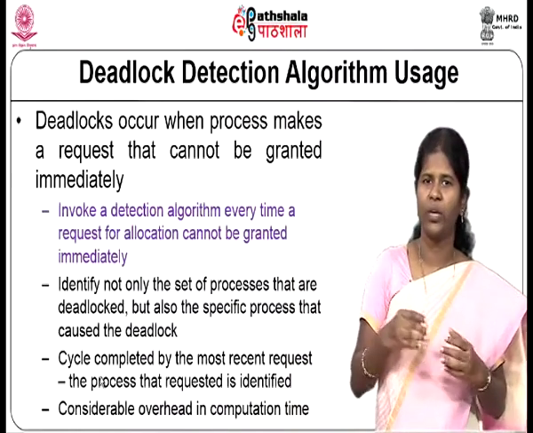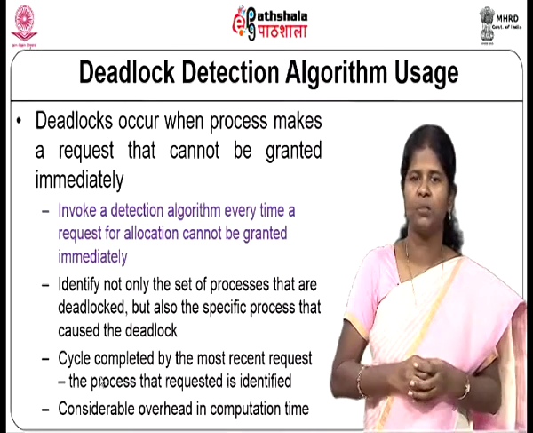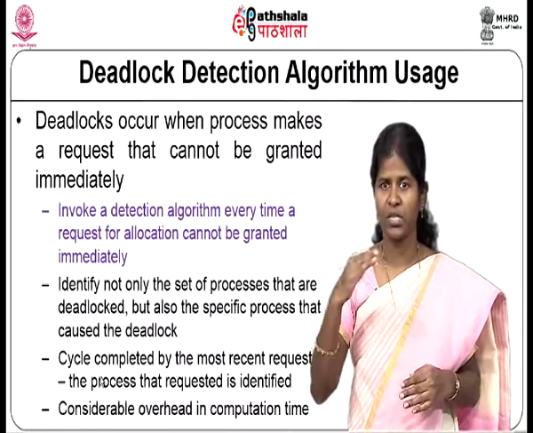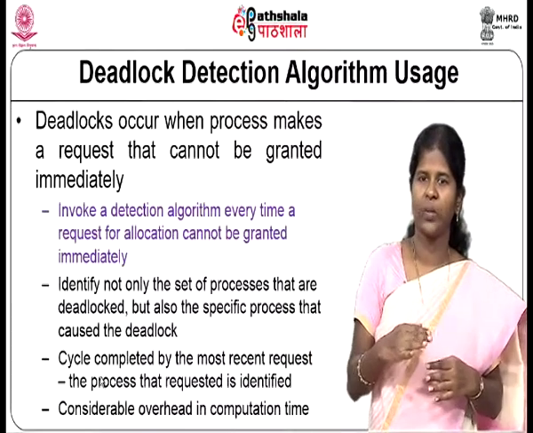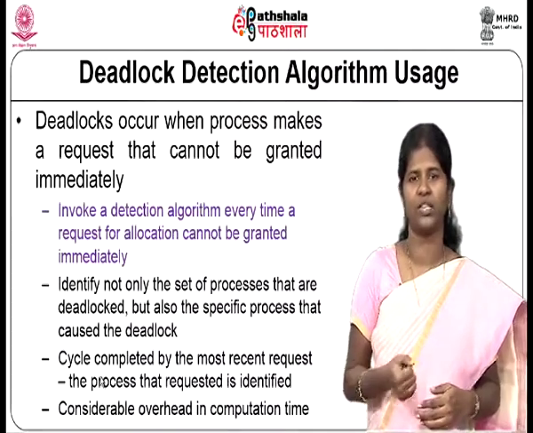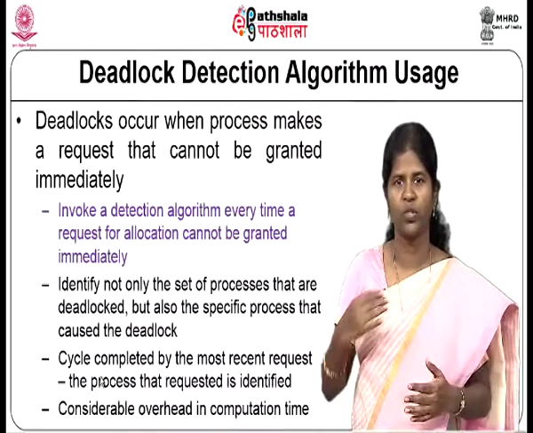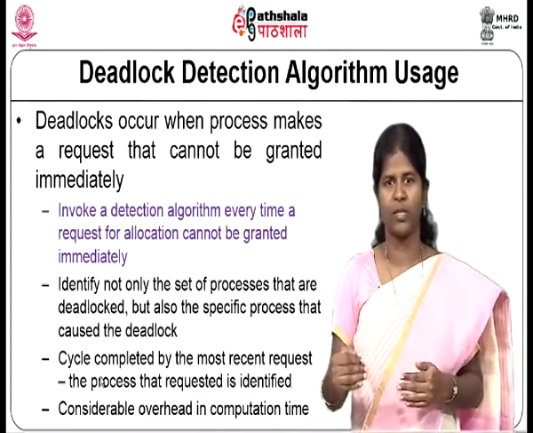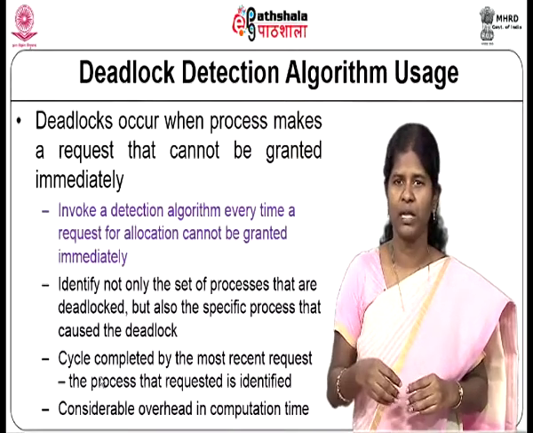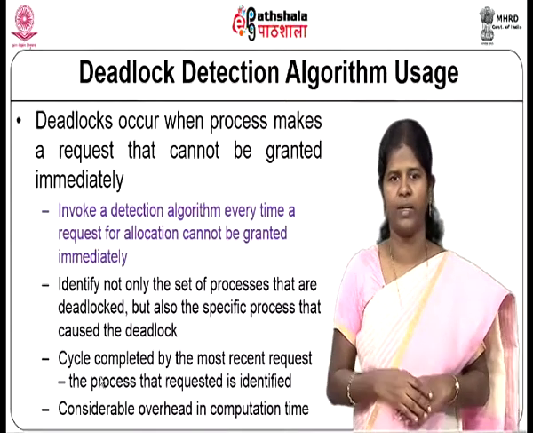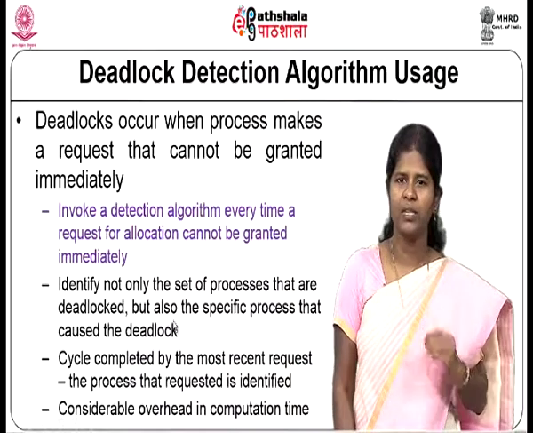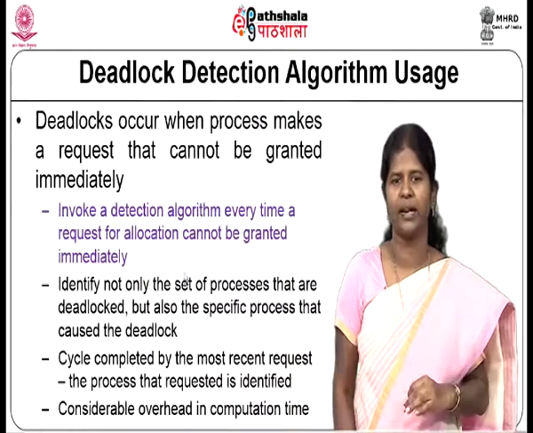So, this will identify not only the processes that are deadlocked, but it will also find out which particular process had caused the deadlock, because it is this process which is requesting, and after this process requested only you find that there is a cycle. Till the earlier request you would have run the deadlock detection algorithm and found that there was no cycle. Now this process requests for a resource and you run this algorithm and you find that there is a deadlock. So, you understand that this is the process that is actually causing the deadlock. The cycle is completed by the most recent request, and so the process that requested recently is identified.